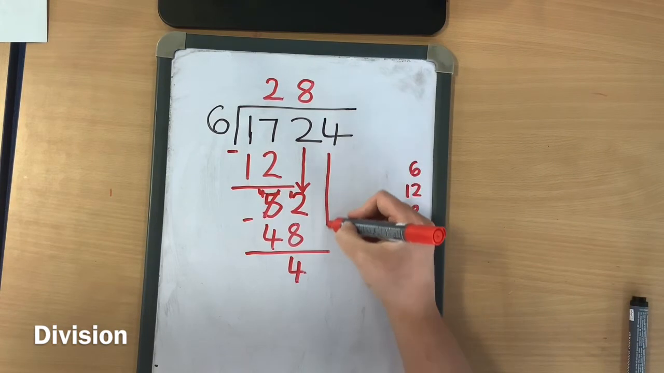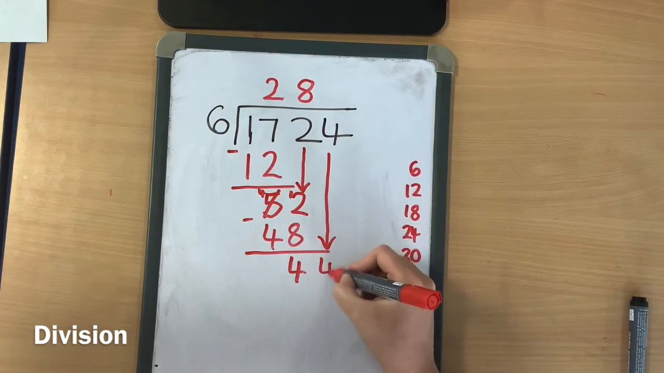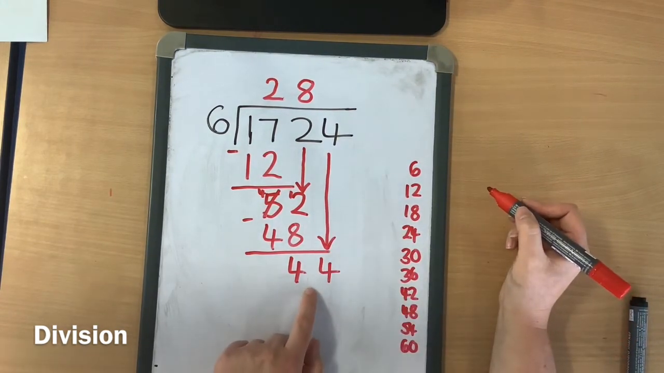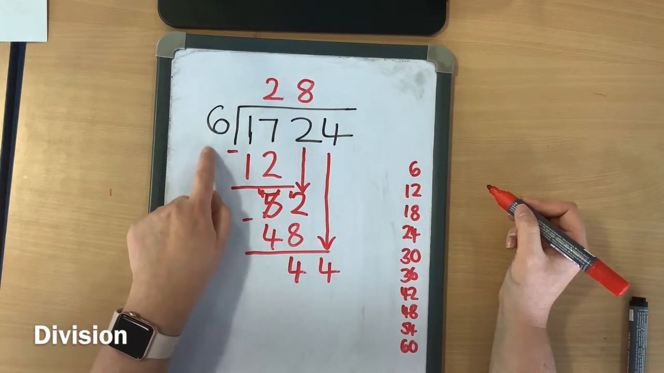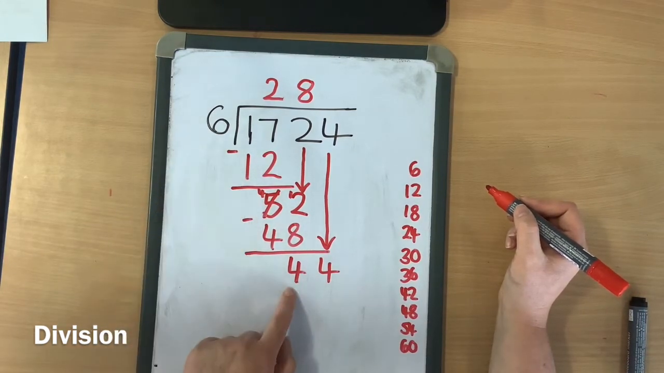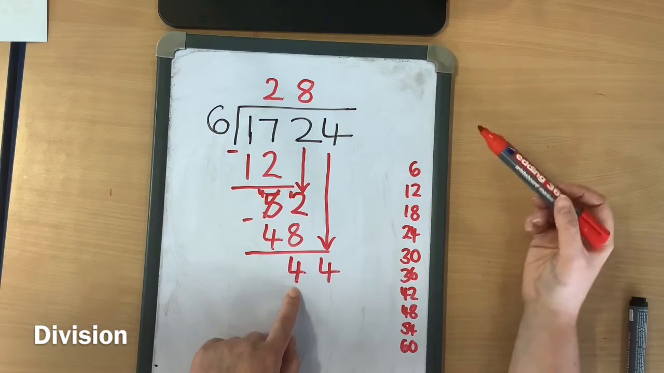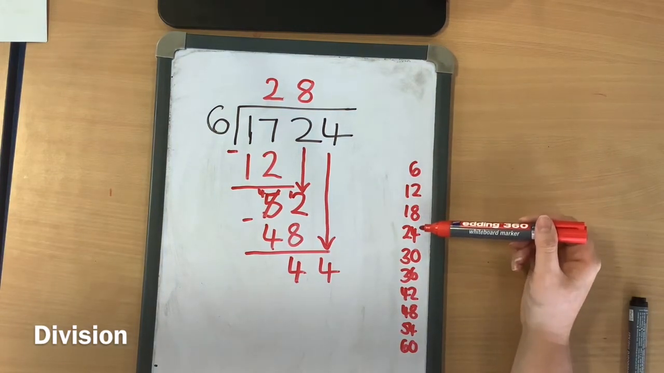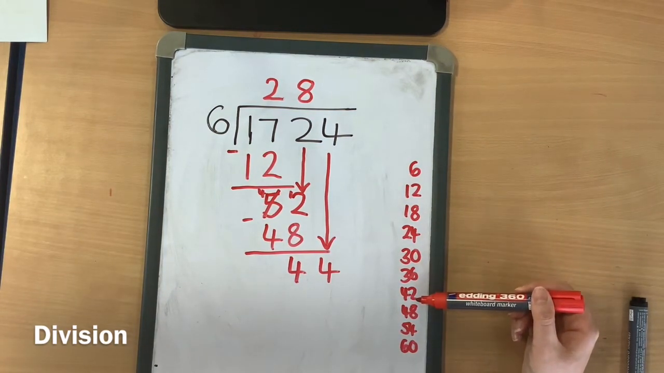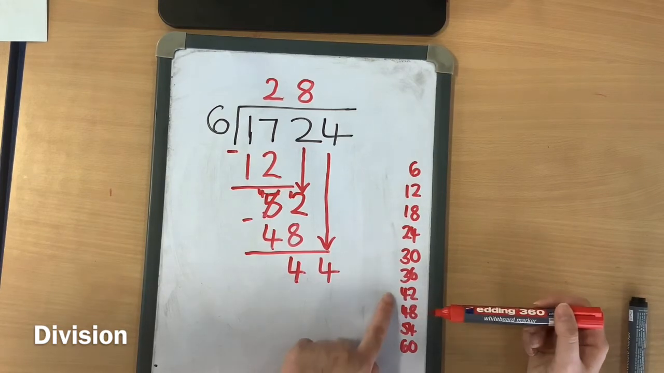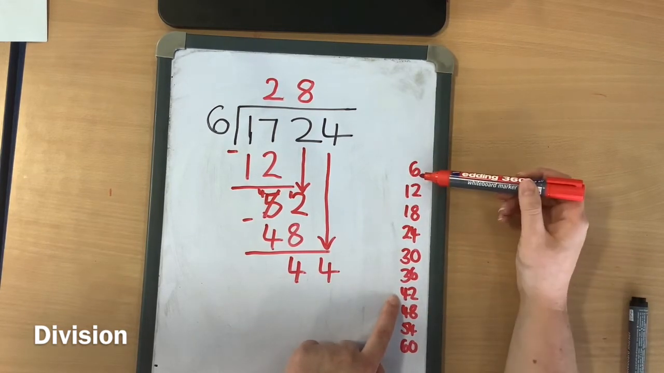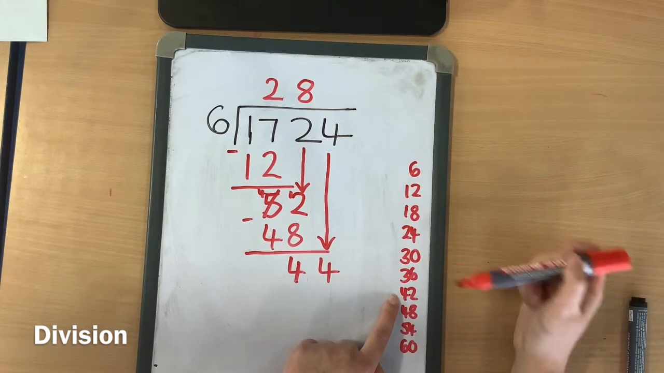And then bring it down. Okay, now I've got 44 left. 44 divided by 6. How many times does 6 fit into 44? Okay, equally. Let's go down my 6 times tables. 36, 42, 48. Oh, that's too far. So back to 42. Okay, which is 7 lots.